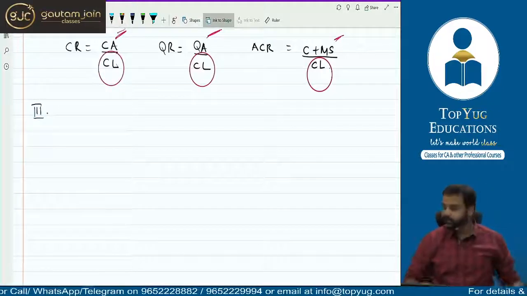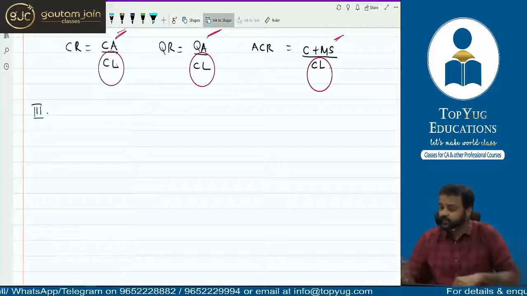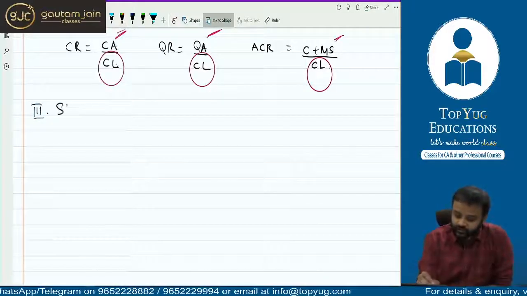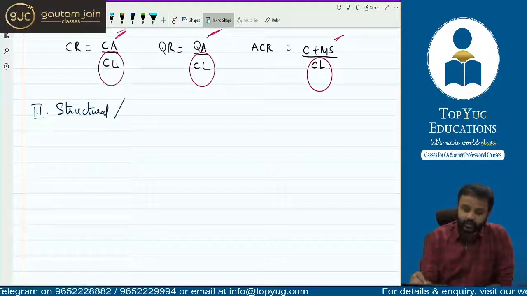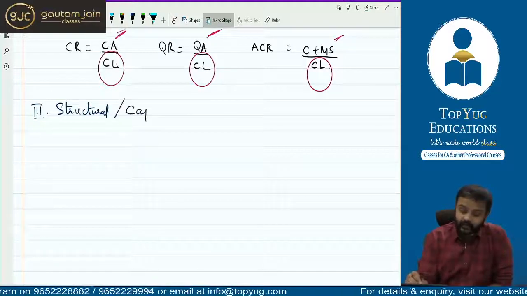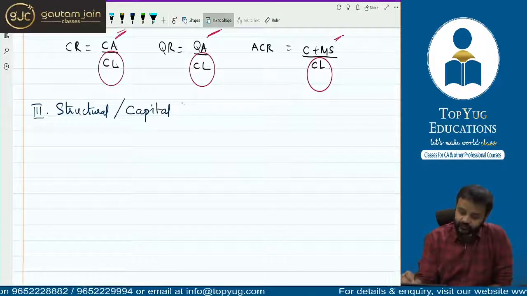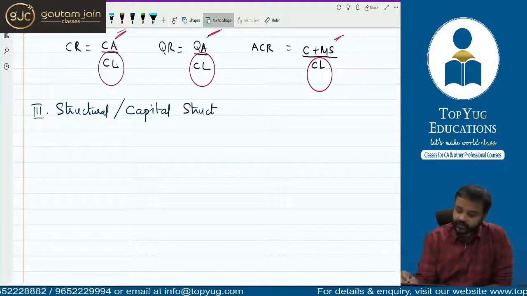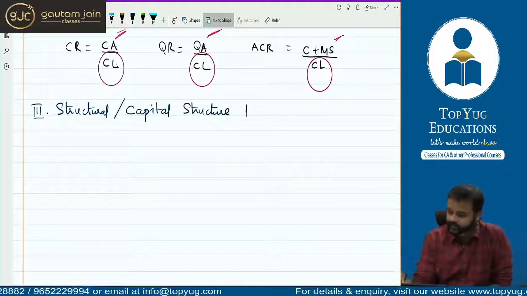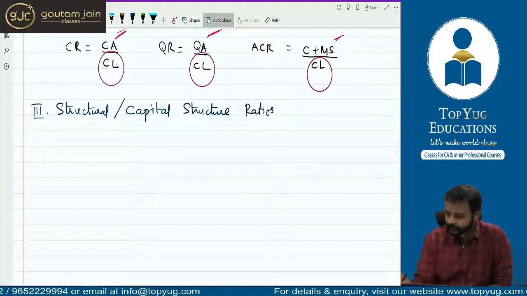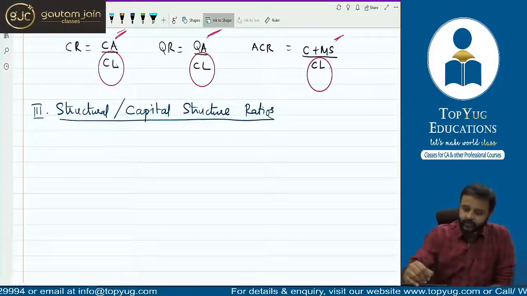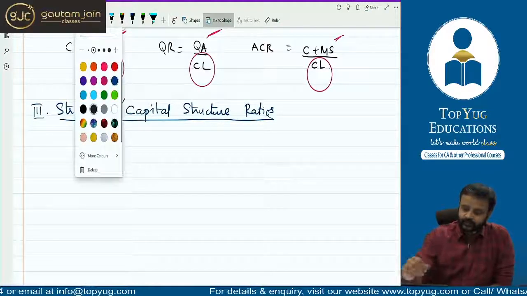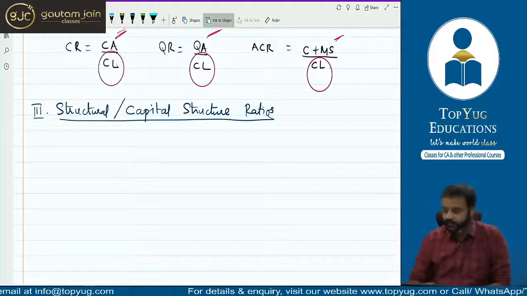What is the third type of the ratios? The third type of ratios is structural ratios, or you may also call it capital structure ratios. Right, sir. So now what is this capital structure ratios?